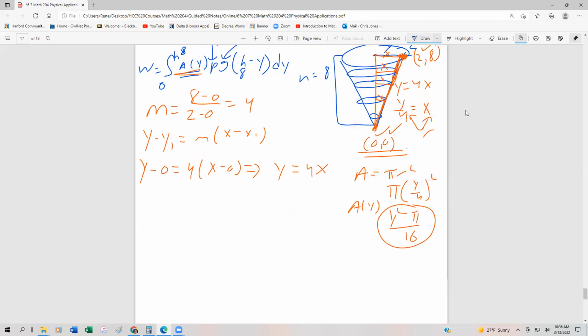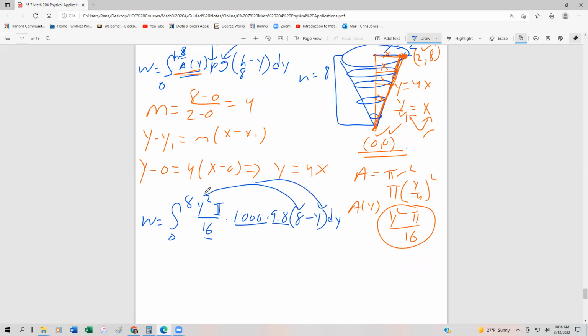So this is going to tell us that our work is going to be equal to the integral from 0 to 8. Remember we said the height was 8. We're going to use our newly found y squared over 16. We know that the density is 1,000. We know that the gravitational pull is going to be 9.8 meters per second squared. And then we know that the height is 8 minus y, which is variable, dy. Now, we're going to get all of this outside as a coefficient, and then we're also going to distribute the y squared to be able to integrate this.